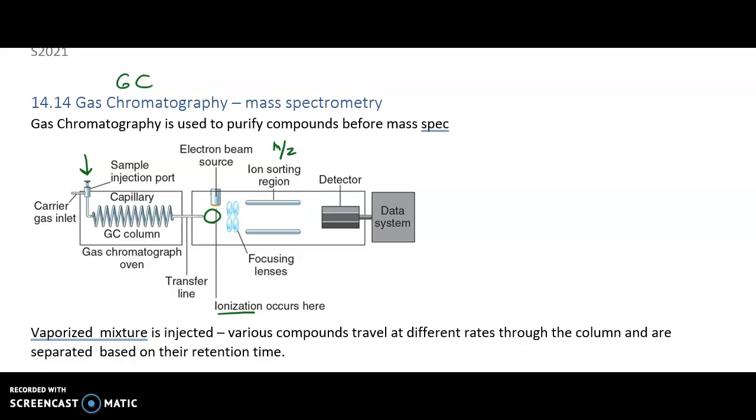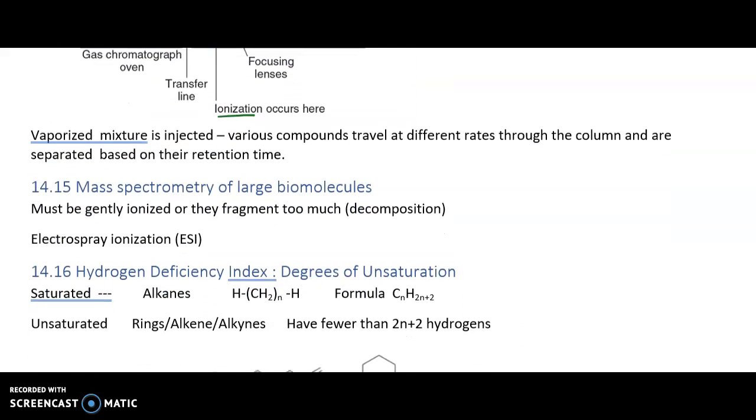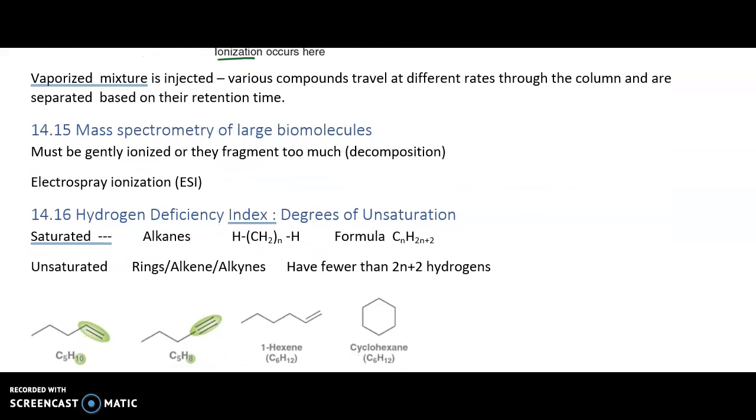Now, a very useful way to use mass spec is to combine the two together. Briefly want to say that they're beginning to do more mass specs of very large biomolecules. These have to be ionized very gently or they fragment too much, and they just end up decomposing.